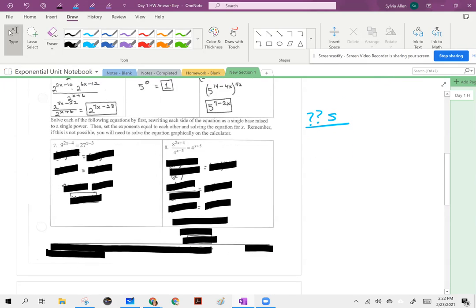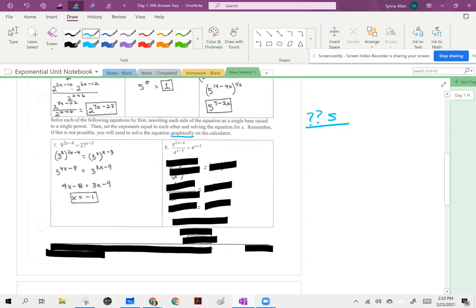Okay, on number 7, we're supposed to be solving. We need to rewrite them. And then you set the exponents equal to each other. Okay, remember, if it's not possible, we're going to solve it graphically using Desmos. This number 7 is possible because we rewrite 9 and 27 with a base of 3. And then now we have something very similar to what we did on 1 through 6.